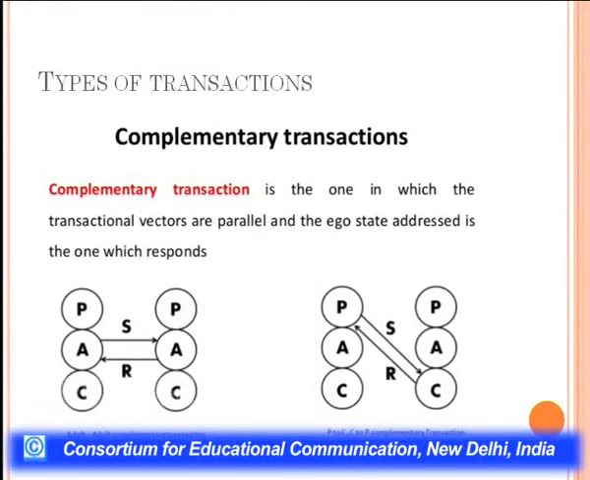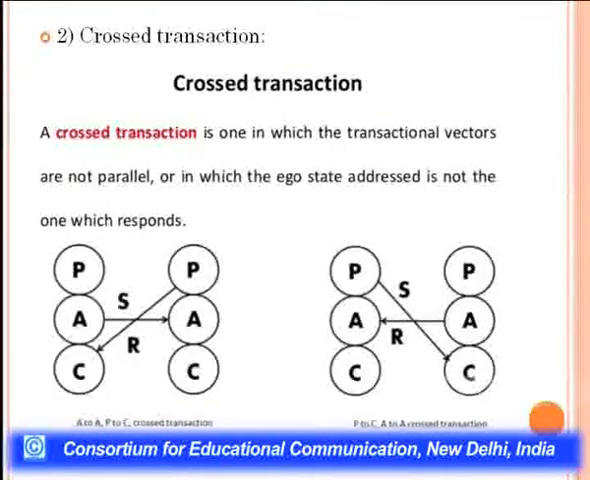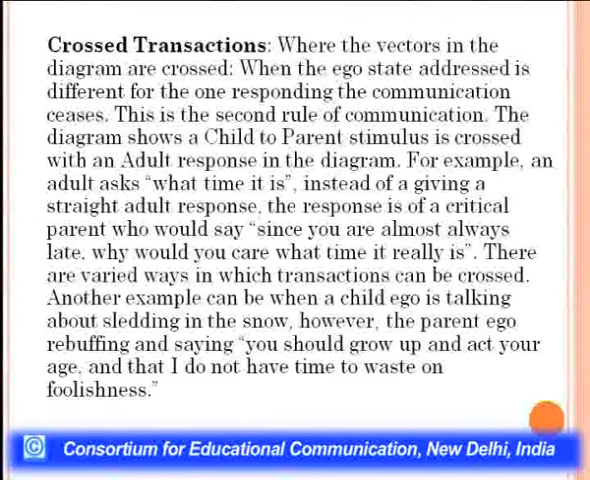There the desired responses were the same as the responses received. Now in this particular crossed transaction, we can see that the responses are not straight, and the ego state addressed is not the one which responds. Where the vectors in the diagram are crossed, and the ego state addressed is different from the one responding, the communication ceases. This is the second rule of communication. The diagram shows a child to parent stimulus crossed with an adult response.